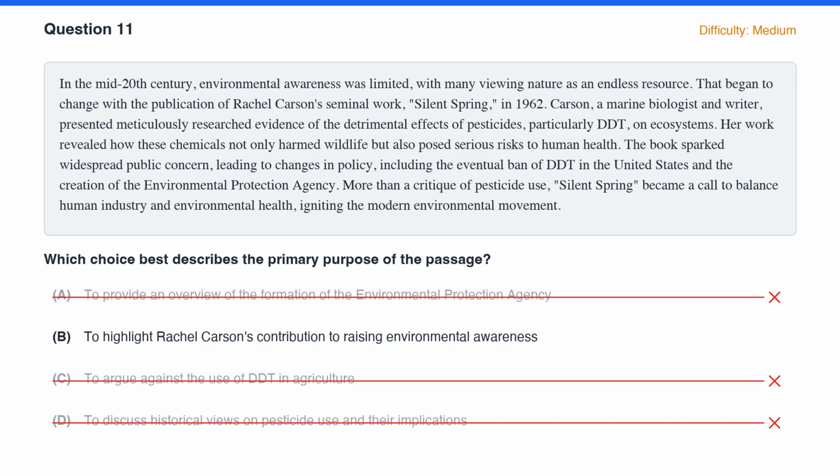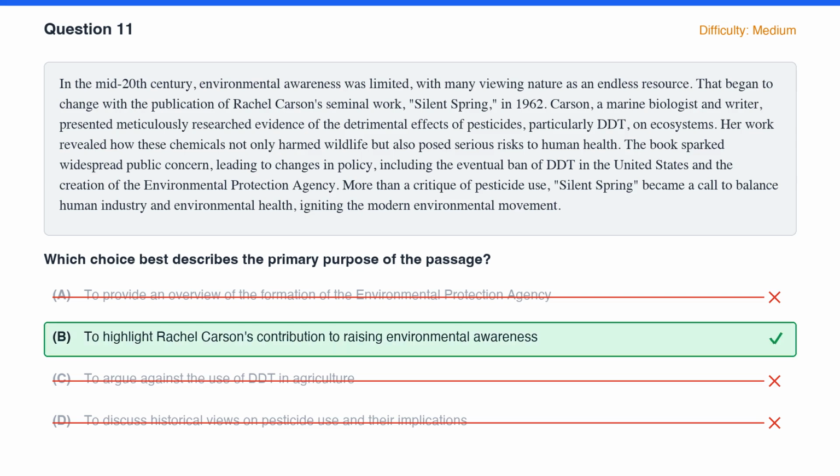Carson's work produced. Choice C misreads the emphasis because while DDT's harms are noted, the passage profiles Carson's broader contribution rather than mounting an argument against agricultural DDT. Choice D inflates a brief framing detail. The mid-century view of nature is mentioned only to set up Carson's intervention, not as the passage's main subject.